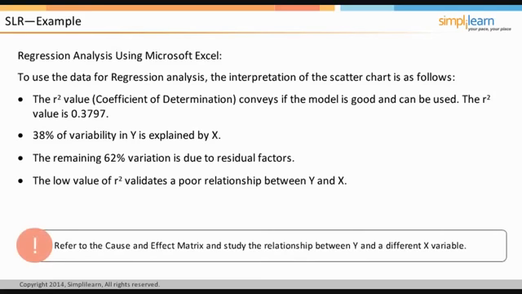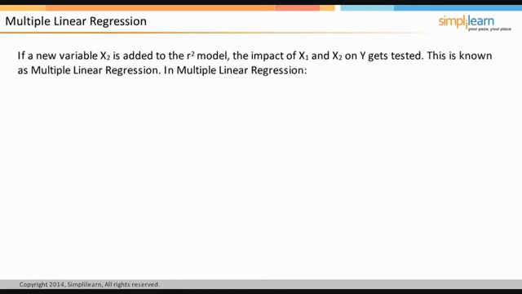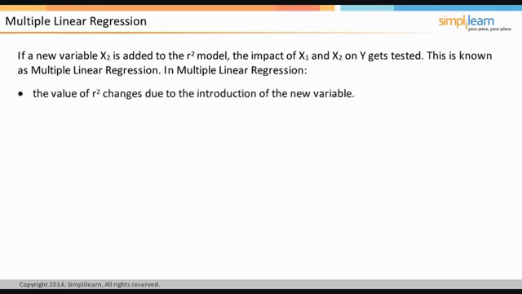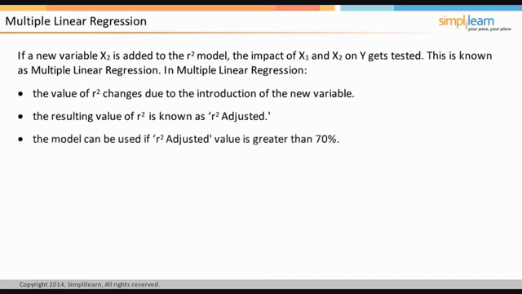a different x variable. We will discuss multiple linear regression in this screen. If a new variable x2 is added to the R-square model, the impact of x1 and x2 on y gets tested. This is known as multiple linear regression. The value of R-square changes due to the introduction of the new variable. The resulting value of R-square, which can be used in cases of multiple regression, is known as R-square adjusted. The model can be used if the R-square adjusted value is greater than 70%. We will look at the key concepts in the next screen.